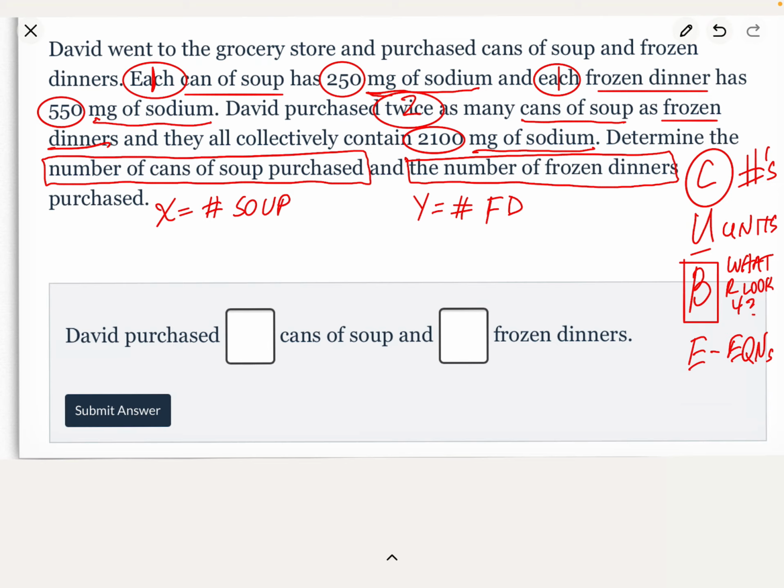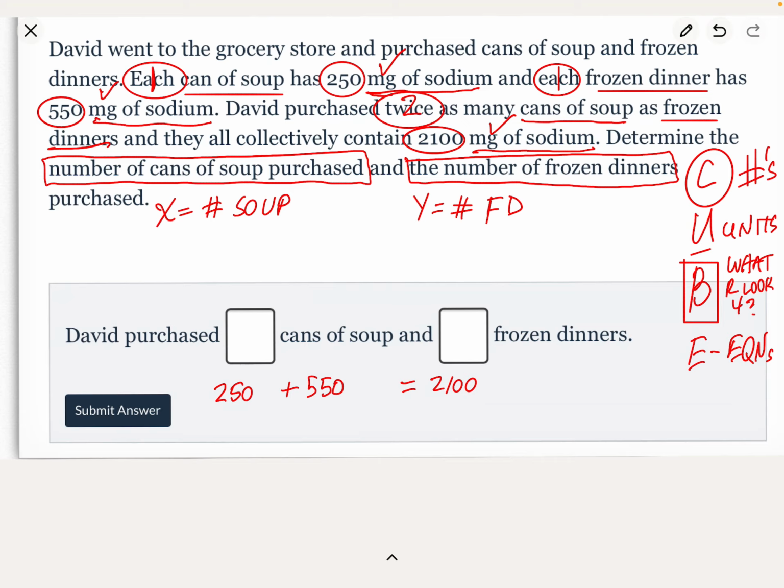So I have 250 milligrams of sodium there, I have 550 milligrams of sodium there, and I have 2,100 milligrams of sodium all together. So I am going to take those numbers and put them together. So it's going to be 250 plus 550, and I know that that's going to be equal to a total of 2,100 milligrams of sodium. Now, you know that 250 plus 550 is not equal to 2,100, so I'm missing something.